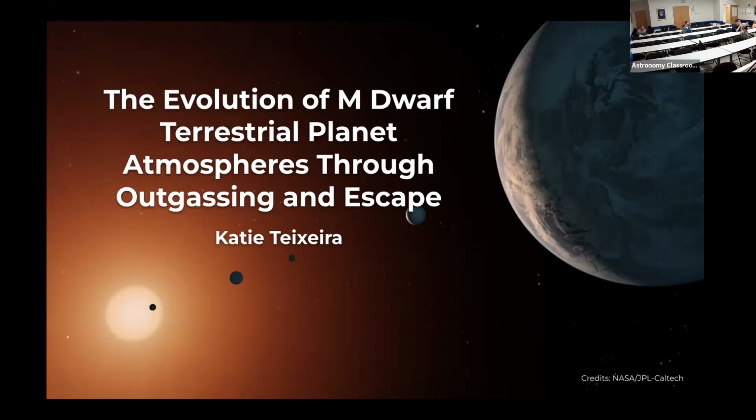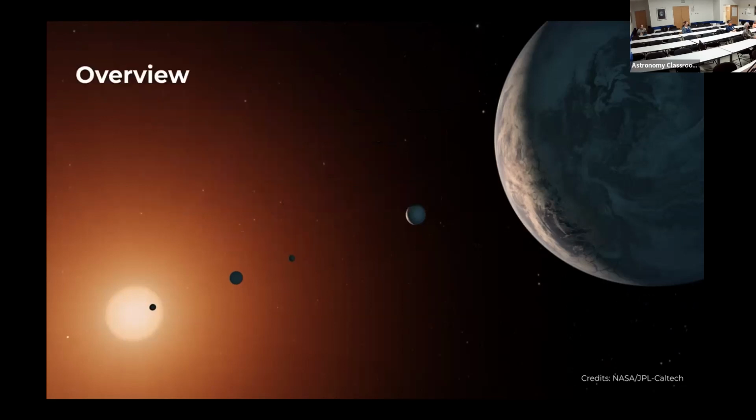Thank you for the introduction. So today I'm just going to be talking about some of the work that I've been doing over the past year and a half with Caroline Morley. I've been working on trying to use simulations to model these terrestrial exoplanet atmospheres through the main processes that we think affect atmospheres. And the planets that we're able to observe right now with the current technology are those that orbit M dwarfs.